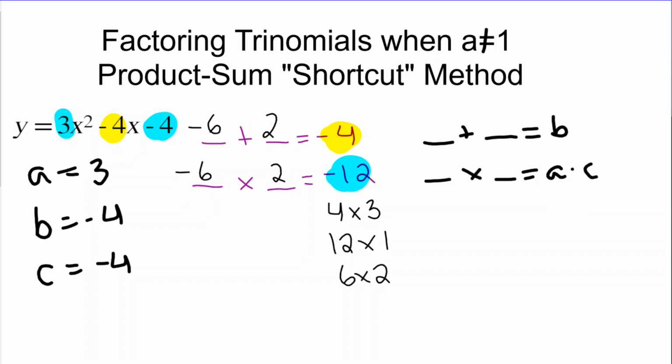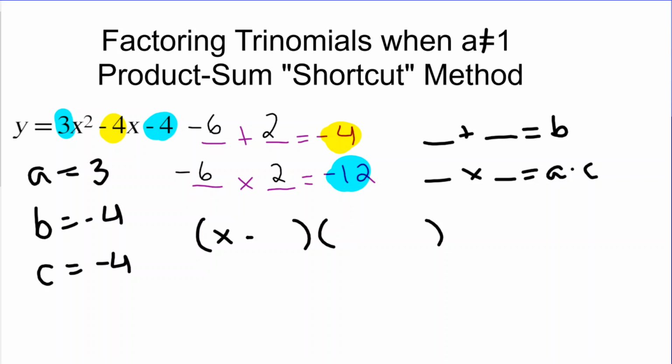So what I'm going to do is start this off looking really similar to what we usually do. I'm just going to get rid of my factors here. I'm going to create a factored trinomial, 2 binomial factors, and I'm going to start by just tossing these numbers in there. I'm going to do an x minus 6. I'm going to do an x plus 2.